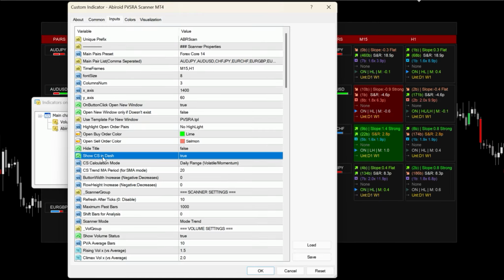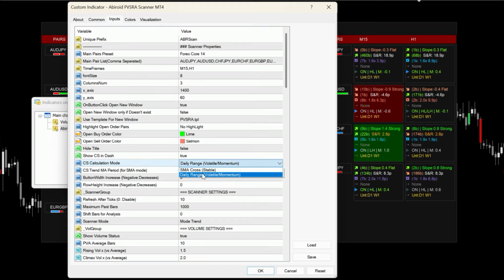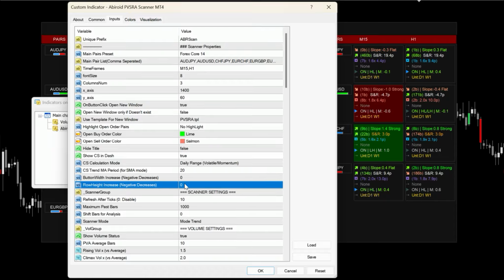And you can select whether or not you want the currency strength to show up in the dashboard. I would suggest that you stick with this daily range. This will show you exactly what the current pair is doing. And this SMA cross will look for the moving average cross and it will base the currency strengths on that. And it will use this period for checking the SMA. You can increase or decrease the button width and height. If you want to decrease it, set it to a negative value or else just leave it at 0.